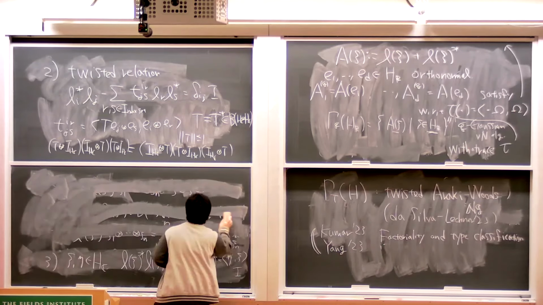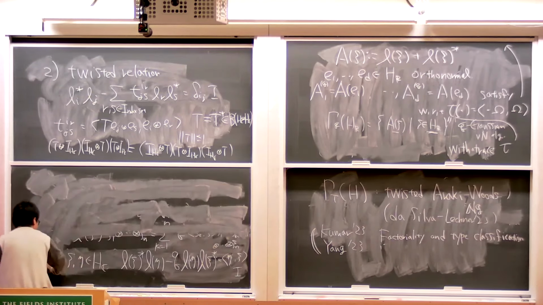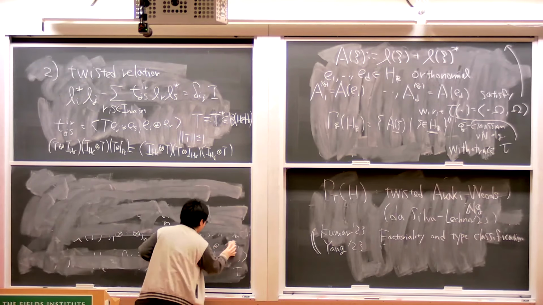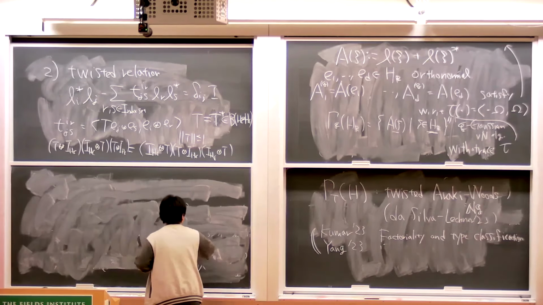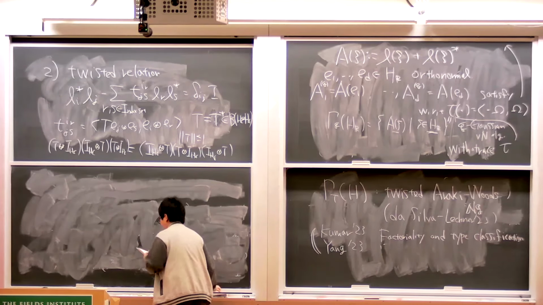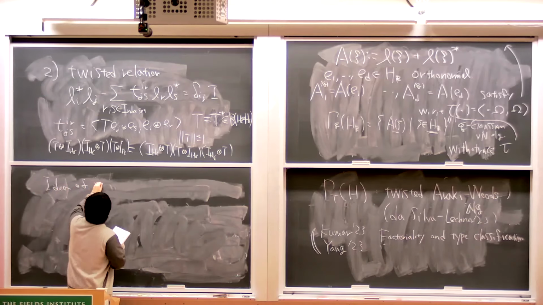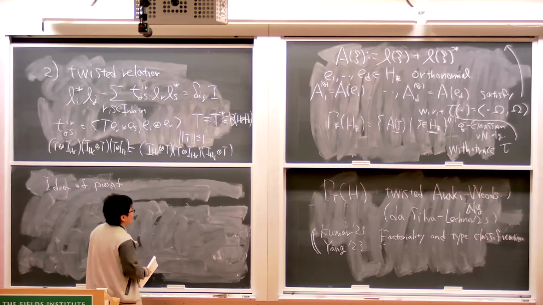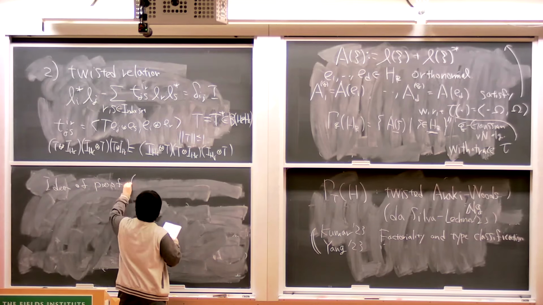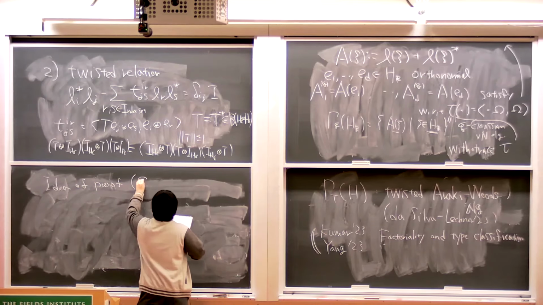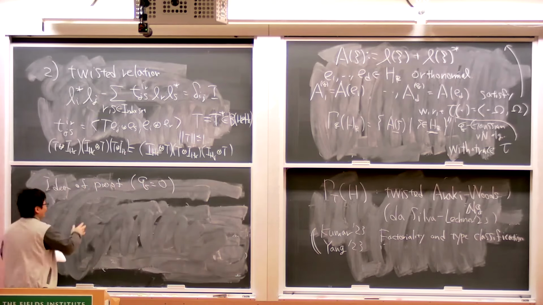So maybe I, using four minutes, I would like to explain the idea of proof. Because general Q is very complicated, so we consider the Q equals zero case.